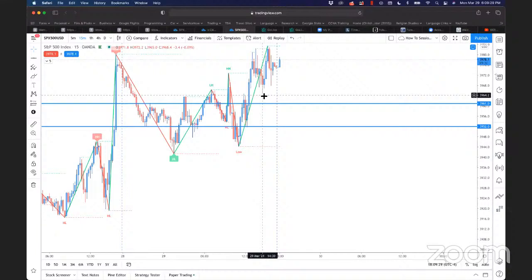You got to know, am I near a high? Am I near a low? Am I near an area that's rejected before, right? Has it sold from this area before? Has it bought from this area?